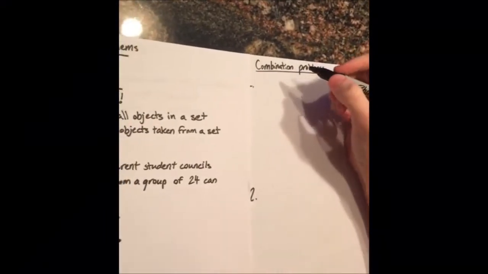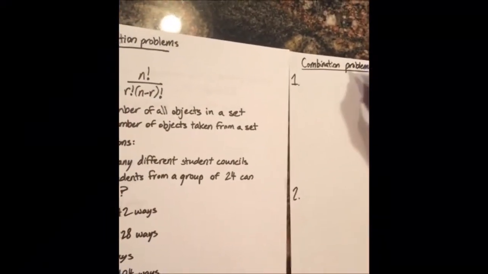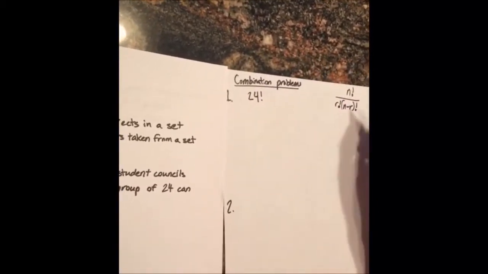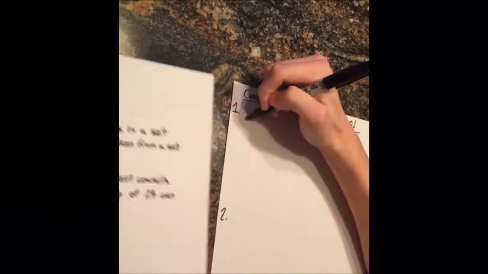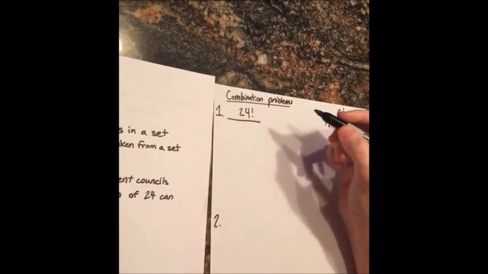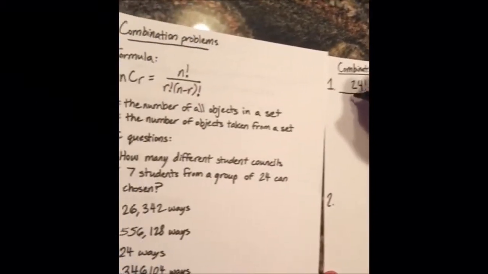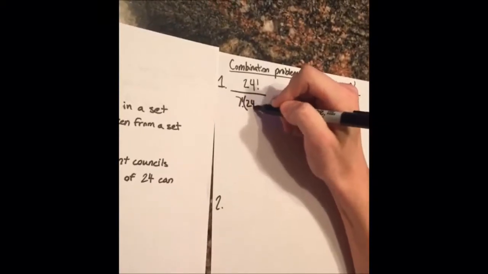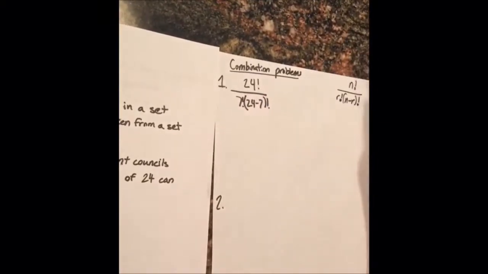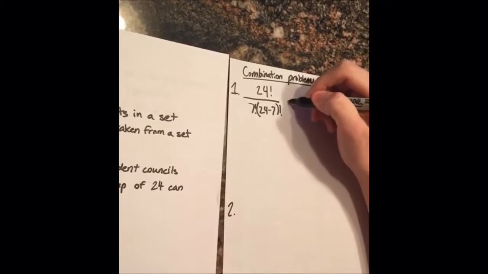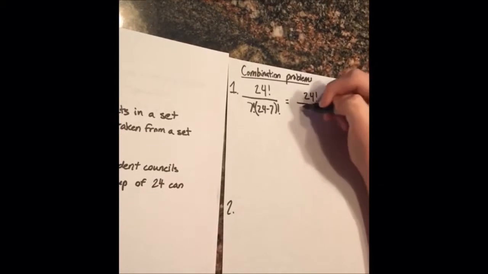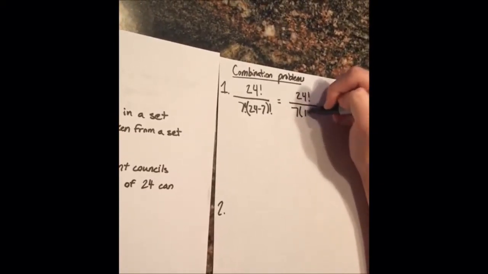So, to start our problem, our n in our combination problem is 24. So 24 factorial, going with the equation n factorial, all divided by our r, which is 7, multiplied by our n minus r. So 24 minus 7 factorial. If we're going to simplify this equation down, it'll be 24 factorial divided by 7 factorial times 17 factorial.